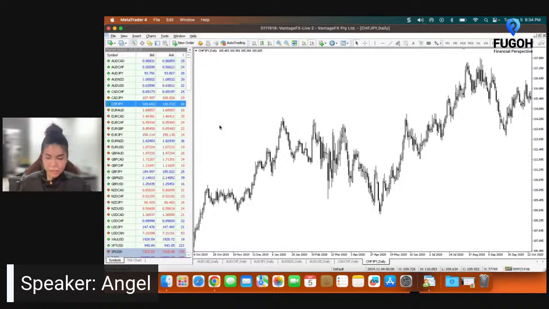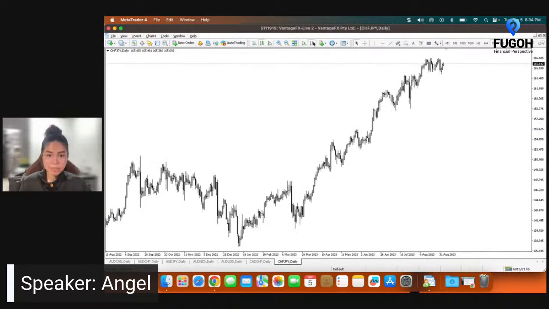How about Swiss yen? There's nothing for yen, there's nothing for Swiss franc, so it's probably going to stay there. It's going to keep the trend. Oh, this is far.